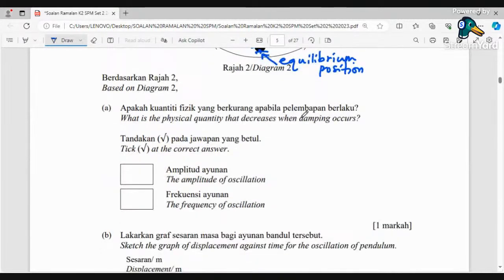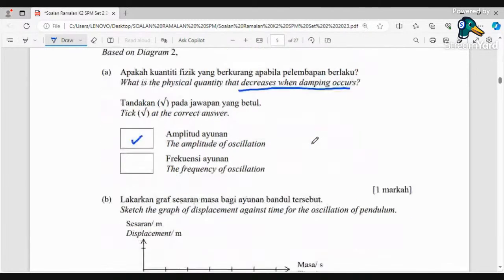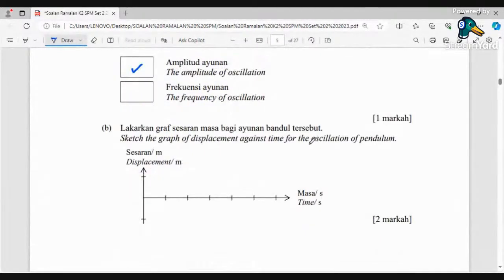Question A. Tick the correct box. What is the physical quantity that decreases when damping occurs? Amplitude. Maximum displacement from equilibrium position. That is called amplitude. Okay, sketch the graph of displacement against time for the oscillation of the pendulum.